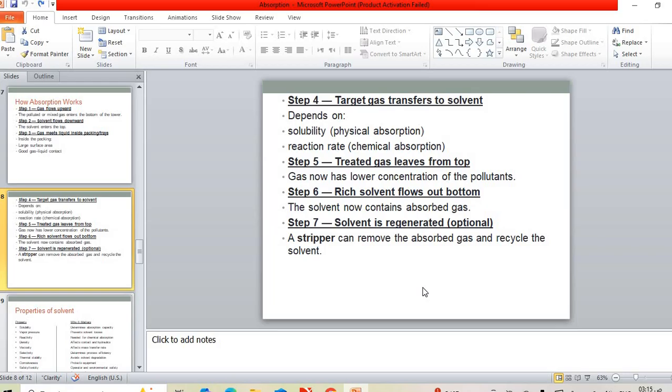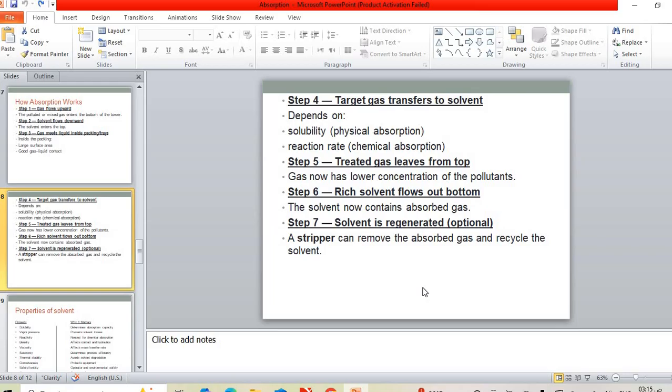Treated gas leaves from the top of the column, and the solvent, we call it rich solvent because it contains the contaminant gas. It's not a pure solvent anymore. It is associated with the contaminant gas, the gas you target to remove from the gas mixture you want to clean. And then, in case of physical absorption, the solvent can be regenerated. Why? Because, as we mentioned, it is a reversible process.